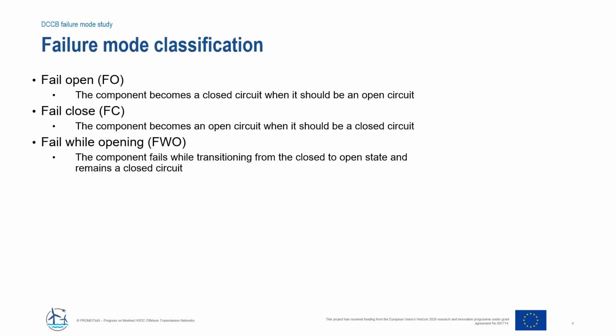There are three types of failure modes: fail open, fail close, and fail while opening. Fail open mode means that the component becomes a closed circuit when it should be an open circuit. Fail close means that the component becomes an open circuit when it should be a closed circuit. Finally, fail while opening means that the component fails while transitioning from the closed state into the open state and consequently remains a closed circuit. All these failure modes are applicable to individual components as well as to the DC circuit breaker as a whole.